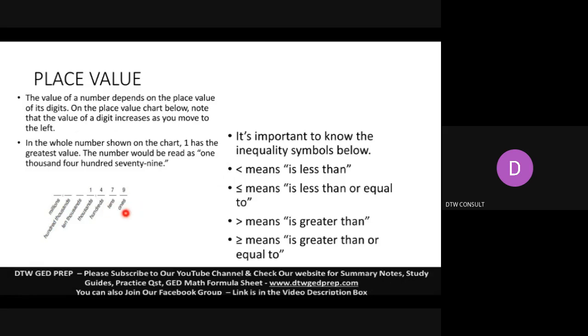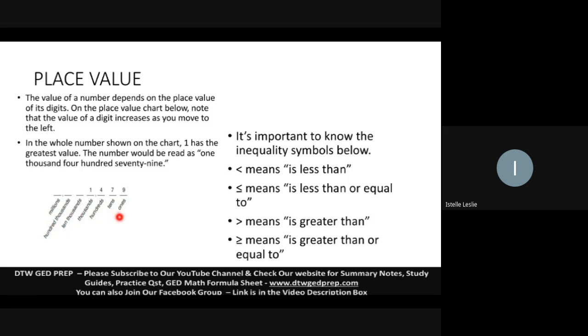so we have the ones, tens, hundreds, thousands, tens of thousands, hundreds of thousands, millions, and so on. So in the chart we can see one has the greatest value. Why? Because its place value is thousands. So the number will be read as 1,479. Okay, so this is the place value for numbers.